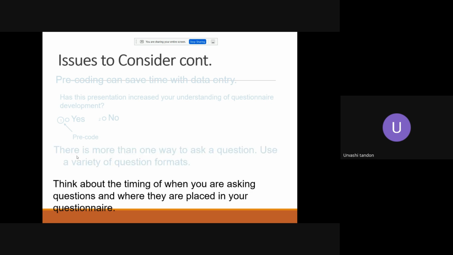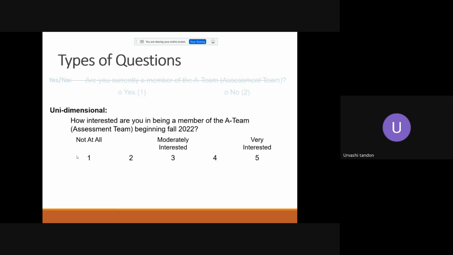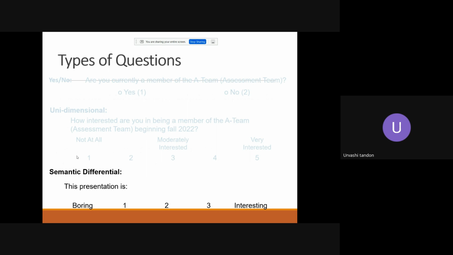And think about the timing when you are asking the questions, and where they are placed in your questionnaire. So this is again yes, no, unidimensional, not at all very interested. Then semantic differential is where we put two opposite words, boring to interesting, right?